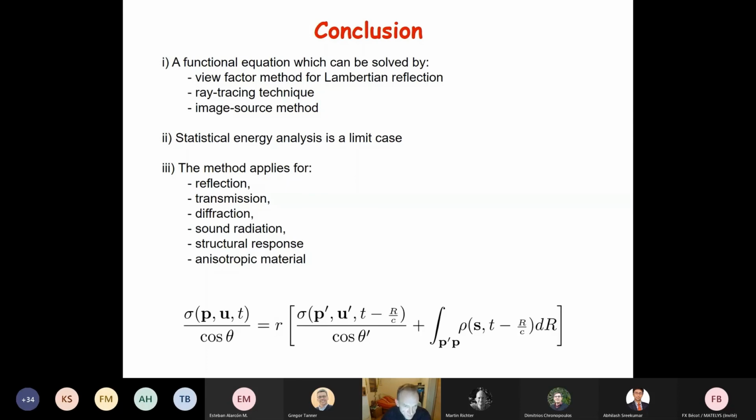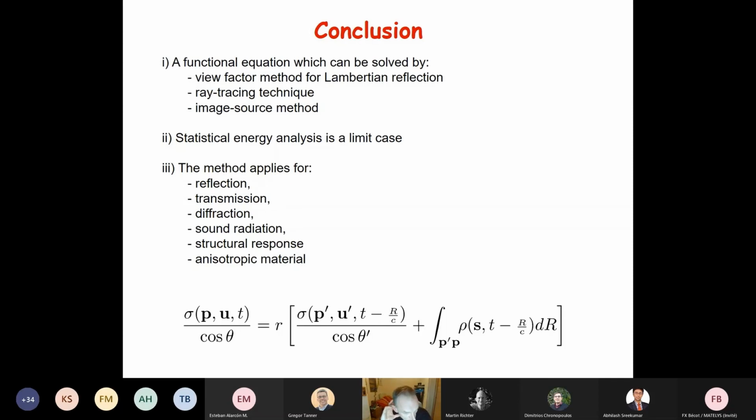That's interesting. I did not give the demonstration, but we published a paper on the fact that statistical energy analysis is the limit case, the case for which reverberation of rays is so high that we get a diffuse field. And so in that case, the solution of the radiosity equation exactly gives the same result as statistical energy analysis.